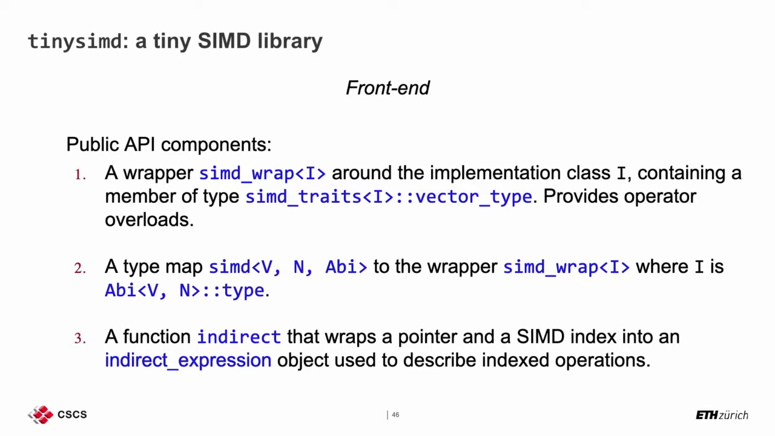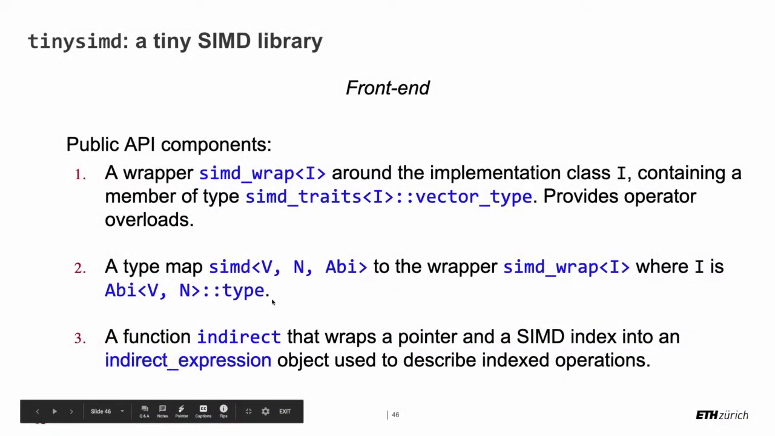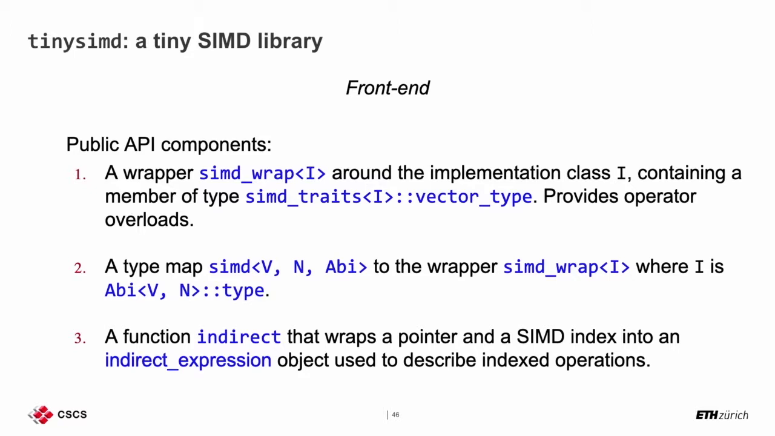The way we're going to represent this is we're going to have a wrapper around an implementation class called SIMD wrap, because I like creative names. And it will contain a single piece of data, which is the representation type for the implementation. I'm going to expose this to users via another type map, the SIMD BN ABI. So remember, ABI itself was a template class. So using a using declaration, I can say that if you ask for a double 8 from AVX2, I'm going to give you back the SIMD wrap of the type that AVX2 double 8 gave me.